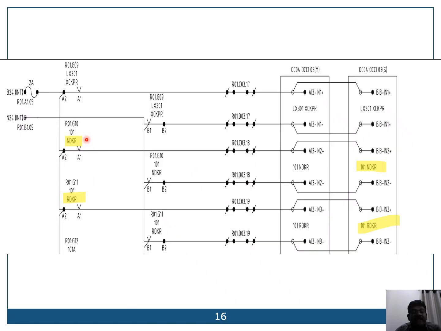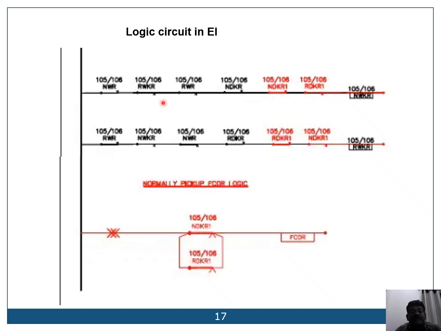Now the same NDKR relay once picked up is given again as input bit. So here we are giving two inputs, NDKR and NDKR1. Now that we will use in logic circuits. In logic circuit, NWR pickup, RWKR drop, RWR drop, NDKR picked up. Similarly, NDKR1 also picks up. So this extra relay is now added in the logic circuit to pick up the logic NDKR relay, NDKR bit.